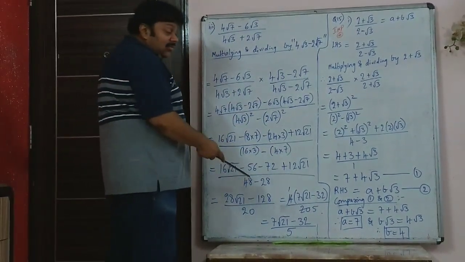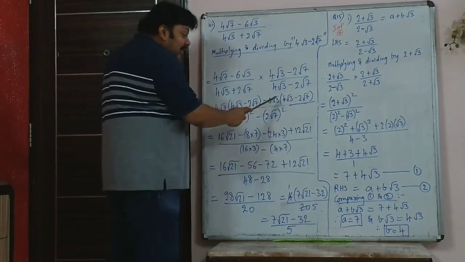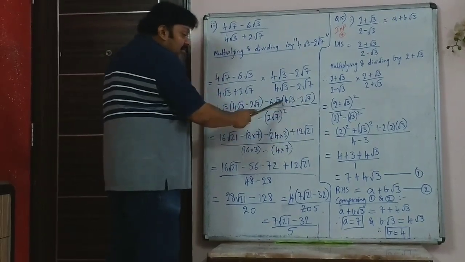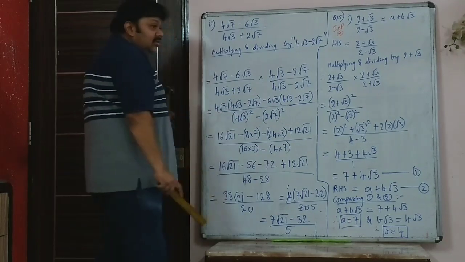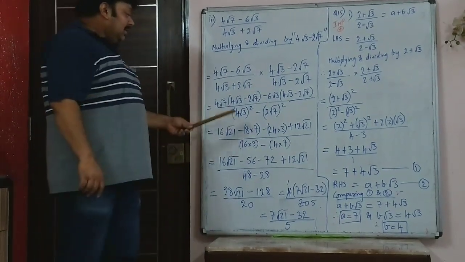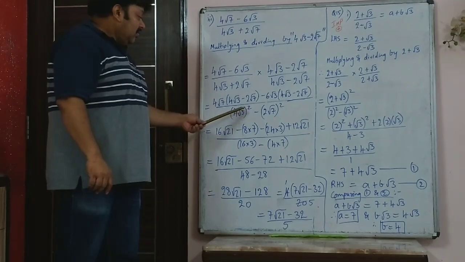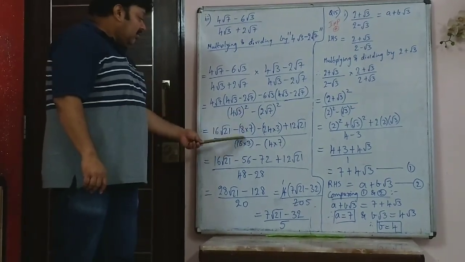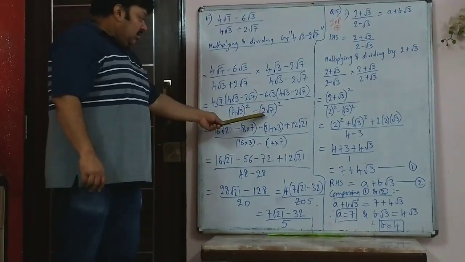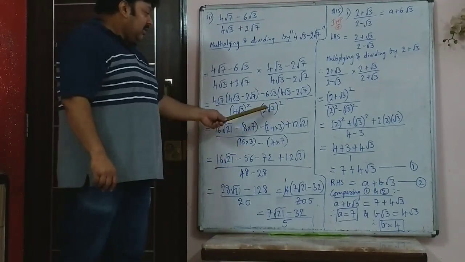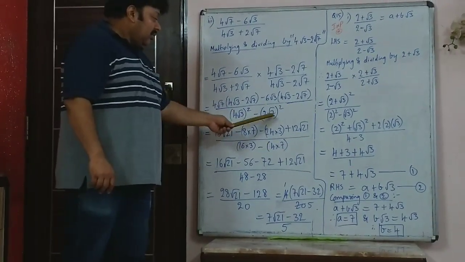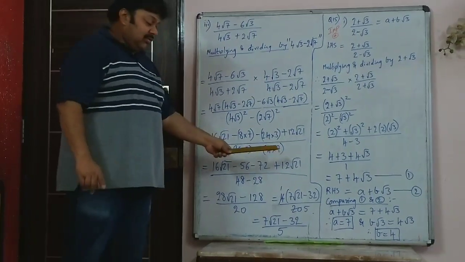Then you won't be given marks. So this becomes plus 6 2s are 12. Root 3 into root 7 is root 21. And the denominator is 4 root 3 the whole squared. 4 squared is 16. Root 3 the whole squared is 3. 2 root 7 the whole squared. 2 squared is 4 and root 7 the whole squared is 7.